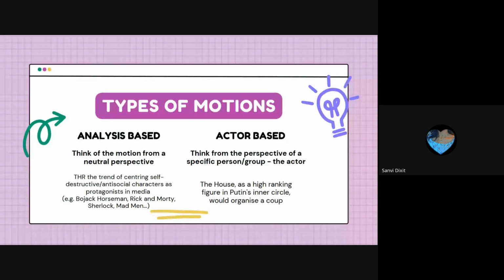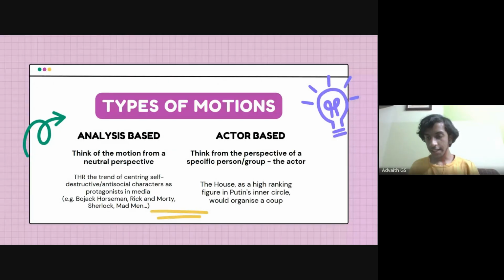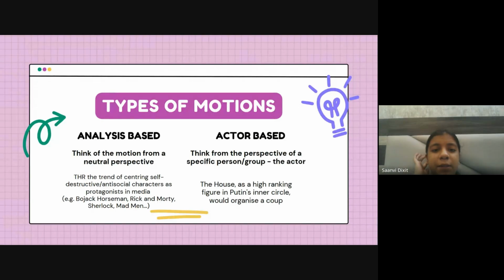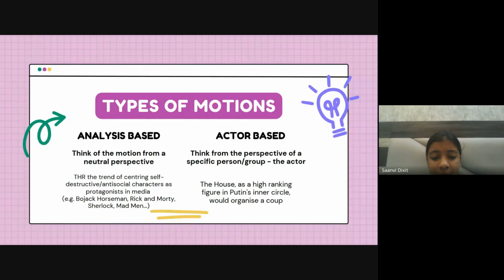Okay, thank you. All right. I think next is Sunny. Yeah. Can you give an example of expressing the actor-based motion? Like, can you speak as an example?